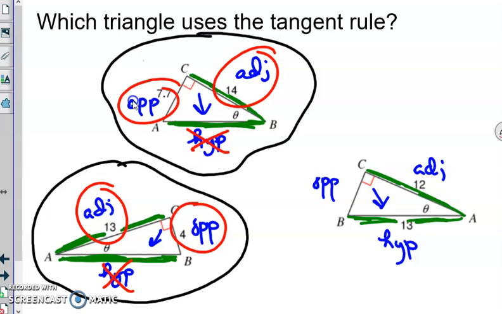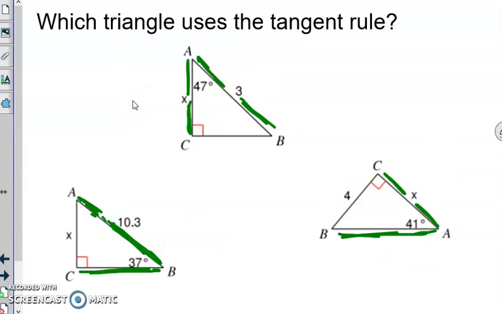And for the third problem, we're using the adjacent side and the hypotenuse. We're not using the opposite side. This is not a tangent problem because we're not using the opposite side. So the top triangle, I've already shaded the two sides of the 47-degree angle. The side that didn't get shaded is opposite. The side opposite the right angle is the hypotenuse. The third side is the adjacent side.